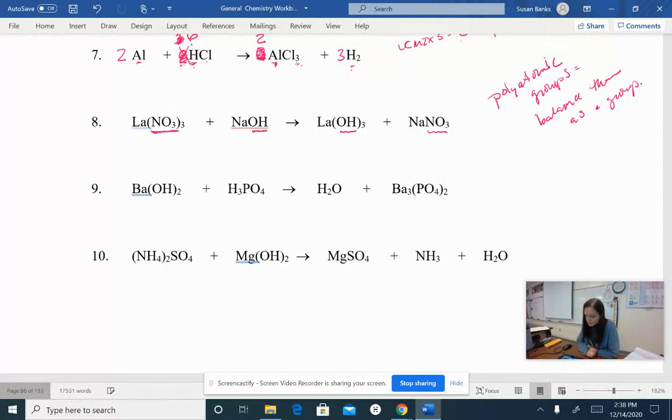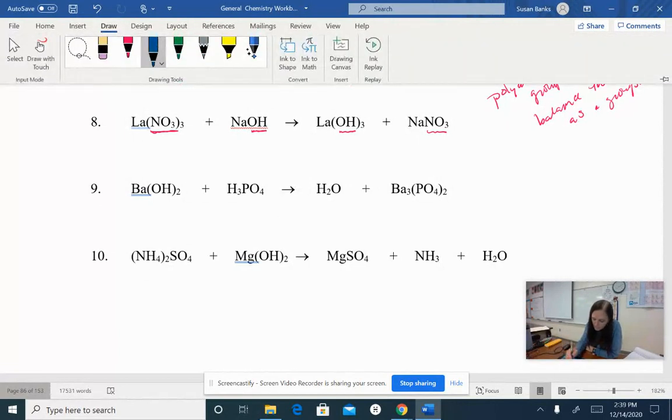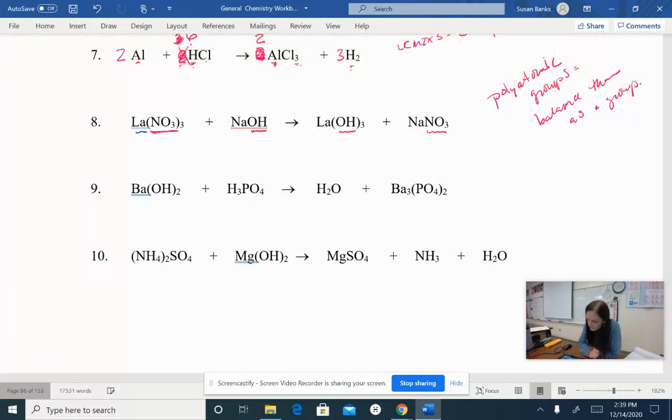Okay, so let's look at this. I've got 1 lanthanum. I've got 1 lanthanum, so I'm okay. I've got 3 nitrate groups here with this lanthanum. I've only got 1 nitrate group over here with my sodium. So I'm going to multiply this by 3 so I can get my nitrate groups to balance.